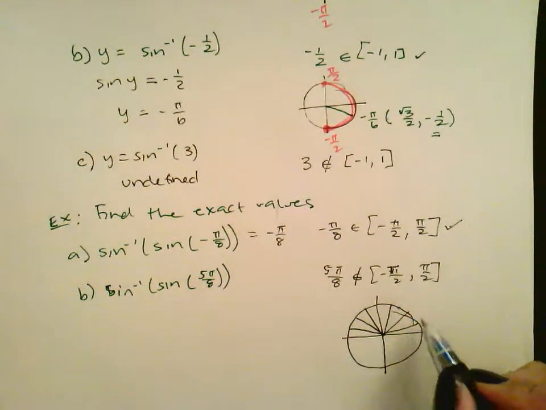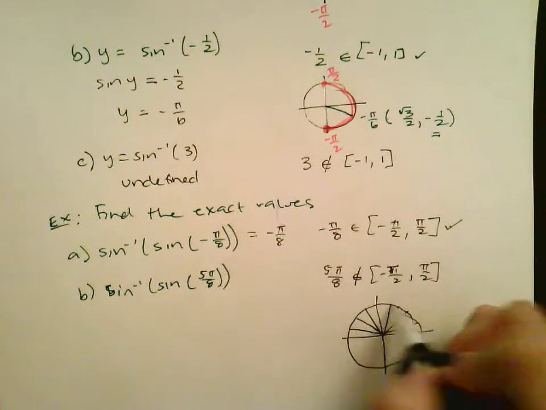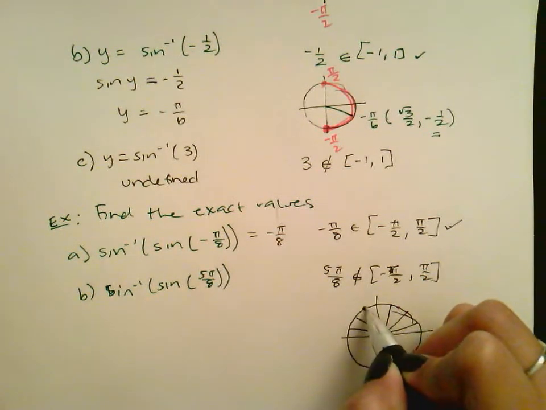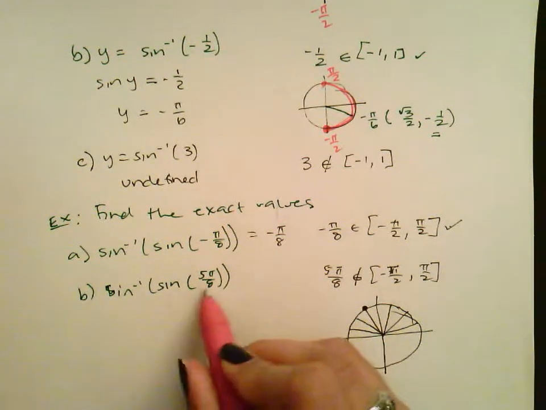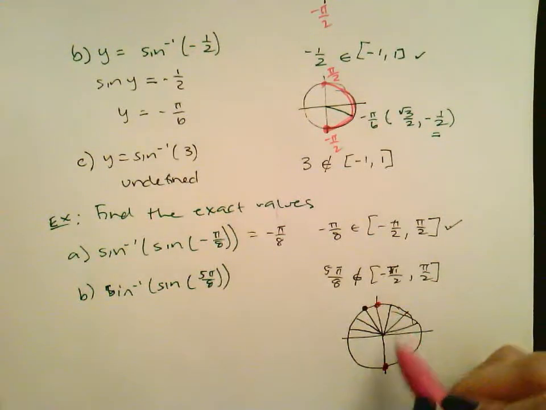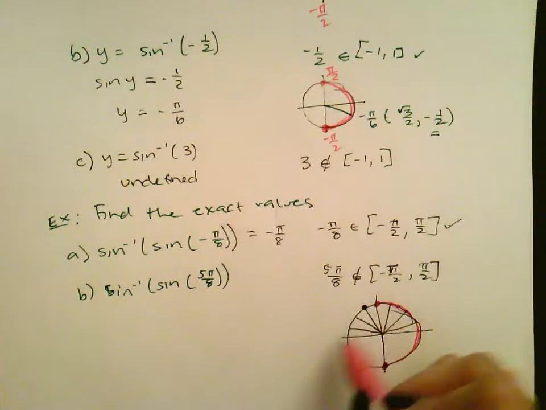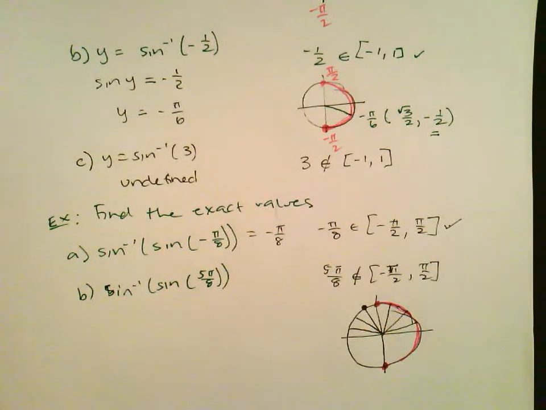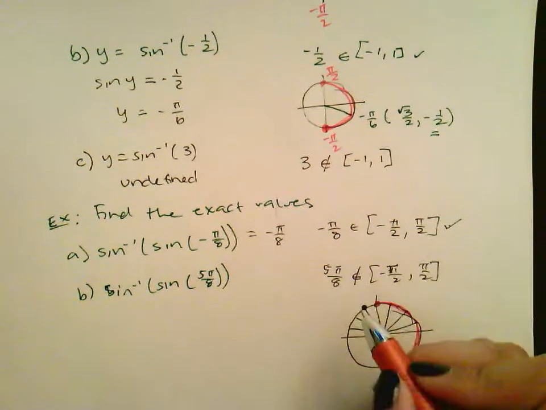So let's go ahead and find 5π/8. This is π/8, 2π/8, 3π/8, 4π/8, 5π/8. So it's right here. But again, my restriction for the input for the sine function is between negative π/2 to π/2. So we have to be on this side of the unit circle, not on the left side. So now what I need to do is I need to find an equivalent angle on the right side that's going to give me the same sine value.